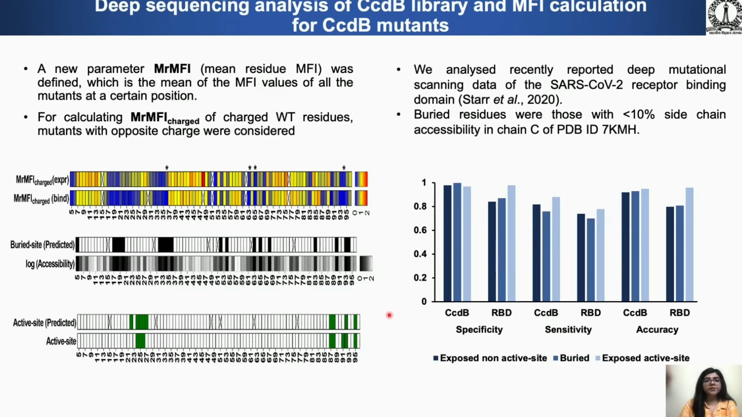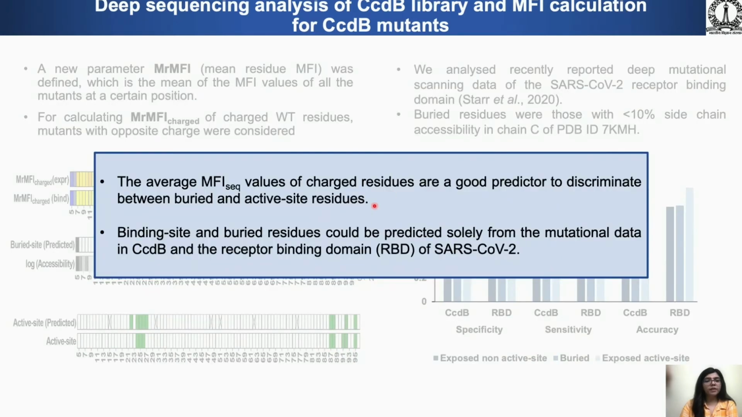We also tried this for another unrelated protein, the RBD of SARS-CoV-2, from a previous report of deep mutational scanning data. And here we also see that, as we got good results with respect to specificity, sensitivity, and accuracy for CcdB, similarly we got good results for the RBD as well. Thus, these average MFI-seq values of the charged can be used as a good predictor to discriminate between buried and active site residues, and it can be done for another unrelated protein, the receptor binding domain of SARS-CoV-2.